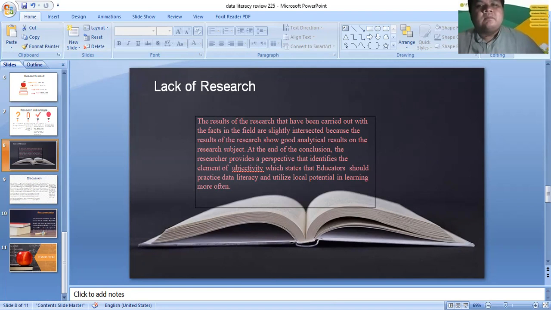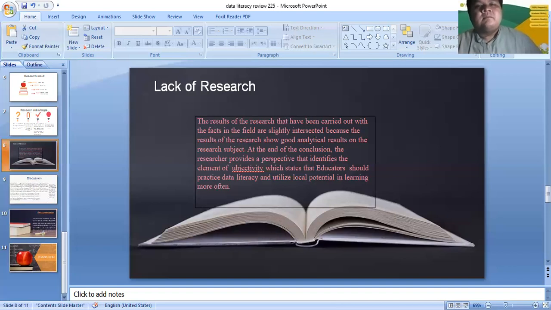The results of the research that have been carried out, compared with the facts in the field, are slightly intersected, because the results show good analytical results on the research subject. But at the end of the conclusion, the researcher provides a perspective that identifies an element of subjectivity. As we know, after discussion between Haris and I, the method used in the journal is quantitative. But we see that this research uses subjectivity.